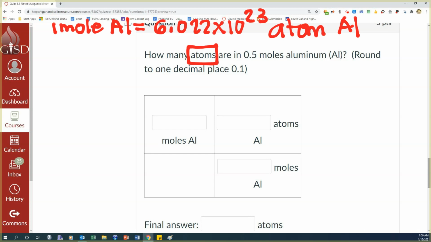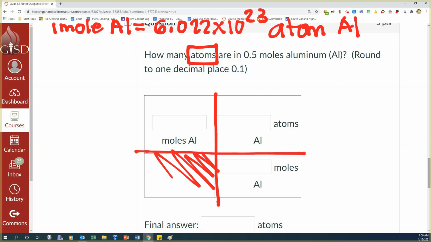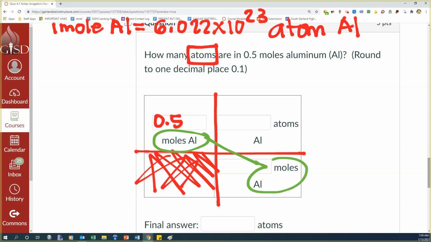So how do you solve this? It's the same exact way we've been solving it. Set it up the same way. Draw the grids, take out the bottom. There's nothing here. Write the given. In our case, the given is 0.5 moles of aluminum. Same way you decide on which one goes on the top and which one goes at the bottom. Look at the unit. The unit diagonally across has to be the same. So look, moles Al, so this has to be moles Al as well.